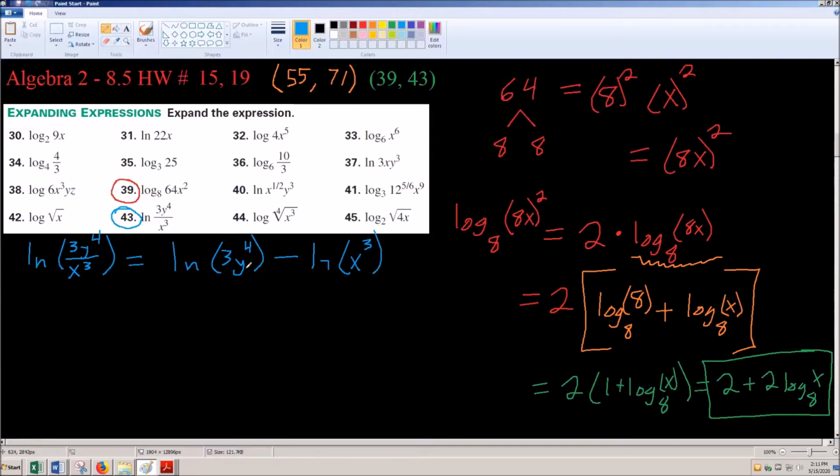From here, I want to continue separating this, pulling it apart. On the left side here, I see multiplication, so I'm going to do my multiplication rule right here, which is addition. So I'll get natural log of 3 plus natural log of y to the 4th. Then I'm saying subtract off my natural log.